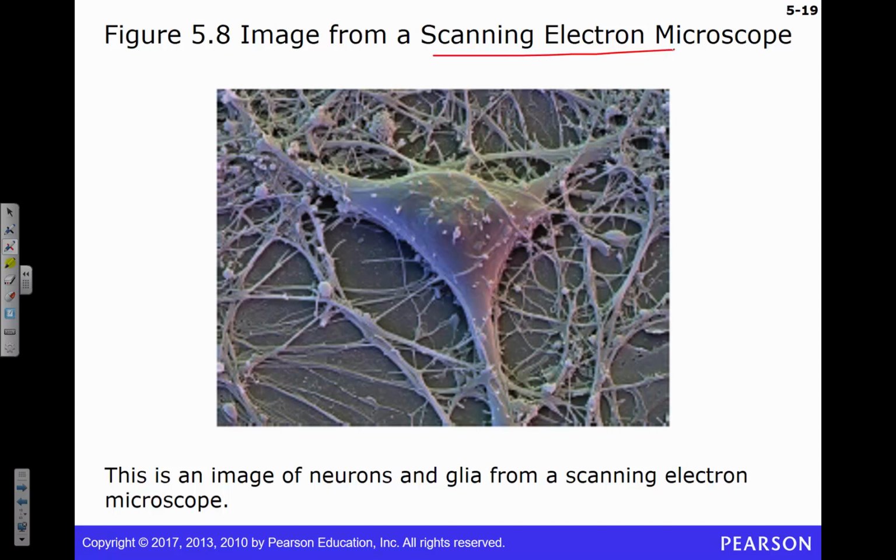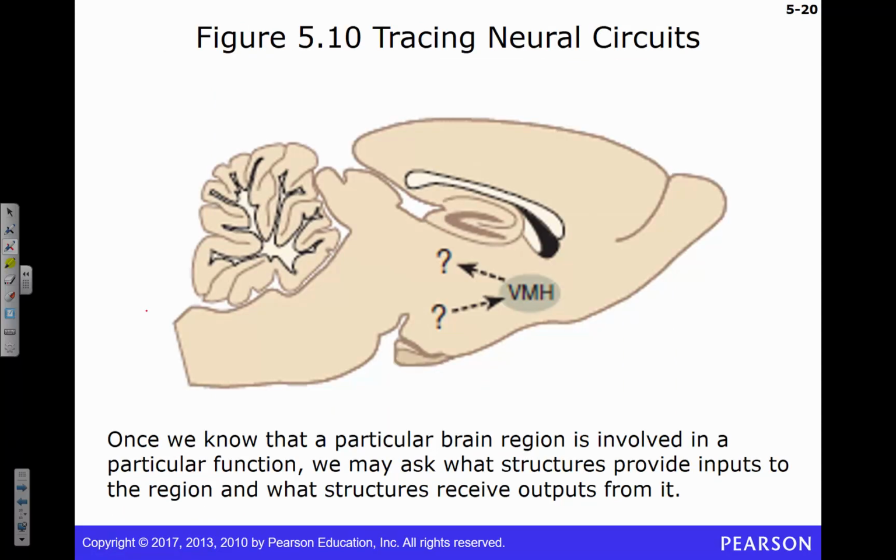This is from a scanning electron microscope. This is actually a cell body, and you can see all of the dendrites and connections and so forth. Not too big of a deal there.